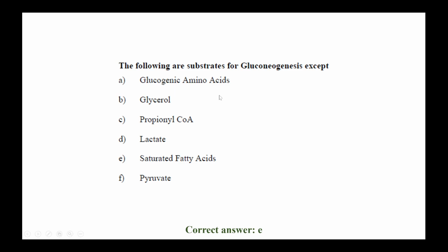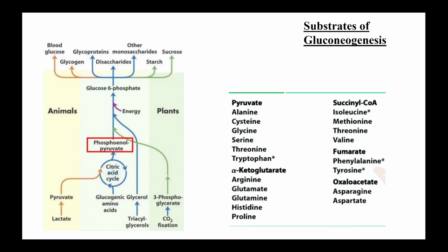Glucogenic amino acids I explained, glycerol. Propionyl coenzyme A can also enter the gluconeogenesis pathway through formation of acetyl coenzyme A, which can then go in the reverse direction. Okay. Then we have lactate, I explained, and pyruvate. So saturated fatty acids are not a substrate of gluconeogenesis. Saturated fatty acids are directly broken down into acetyl coenzyme A.